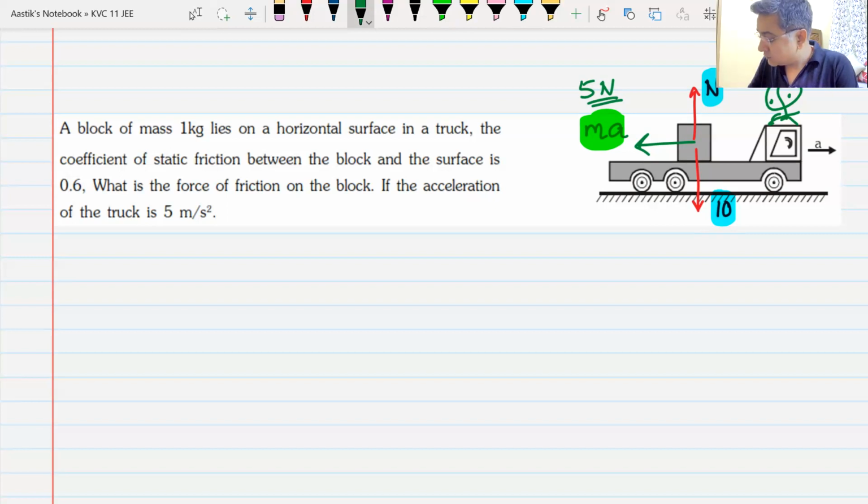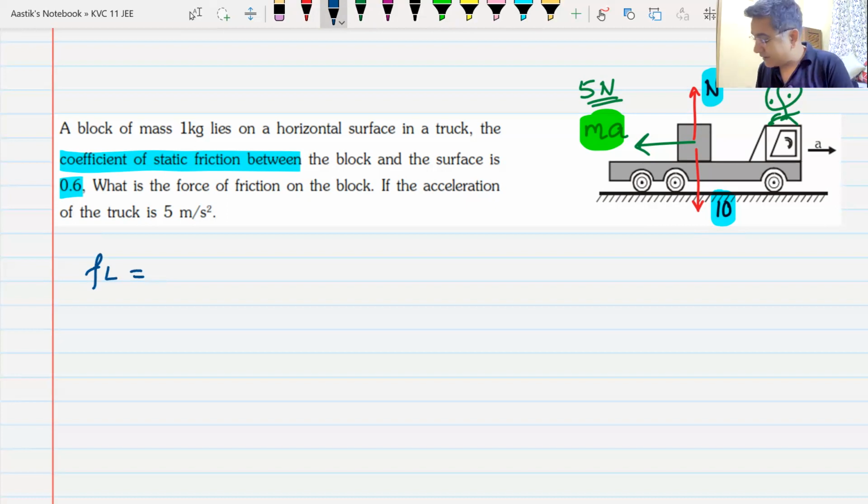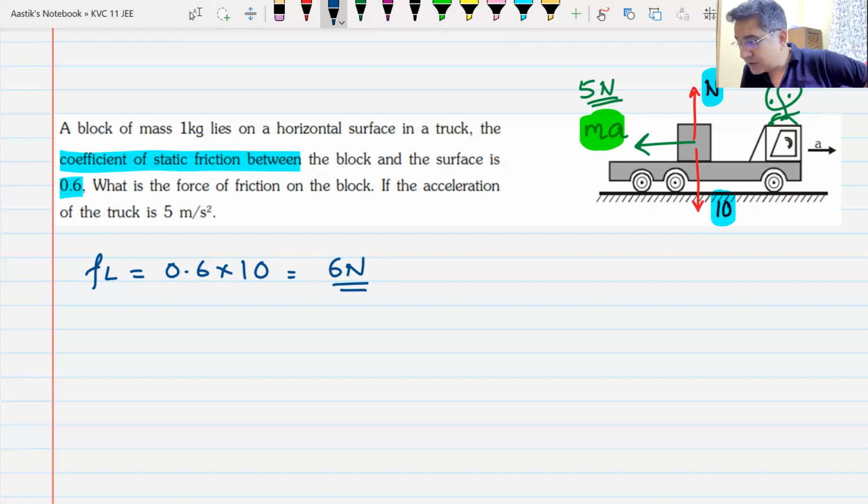Now, to find out the value of frictional force, the coefficient of static friction is given. Static friction is not constant, it varies. I can only find out from this the maximum value of static friction, that is the limiting friction. The value of limiting friction will be 0.6 multiplied by 10, which is equal to 6 newtons. That means friction can go up to 6 newtons. Here the force which is trying to pull it is 5 newtons.